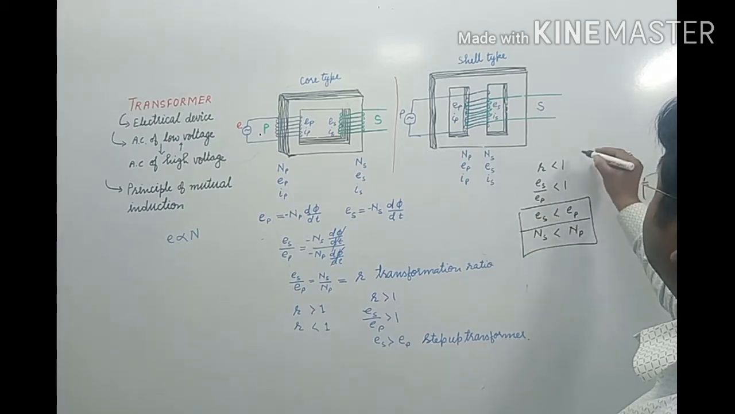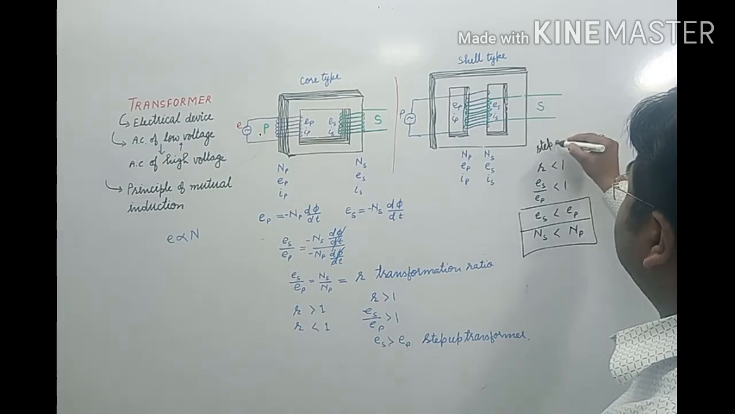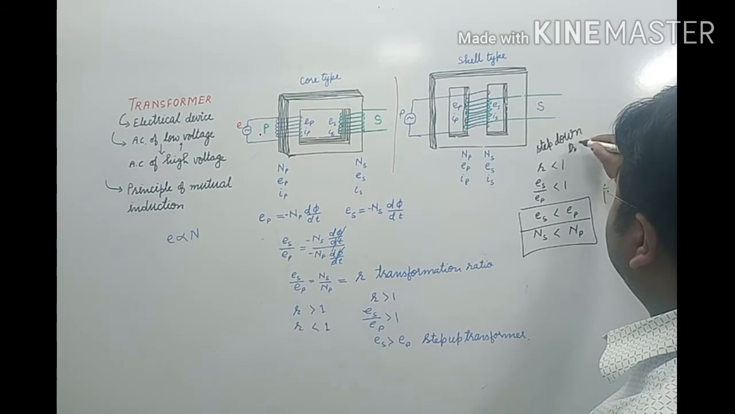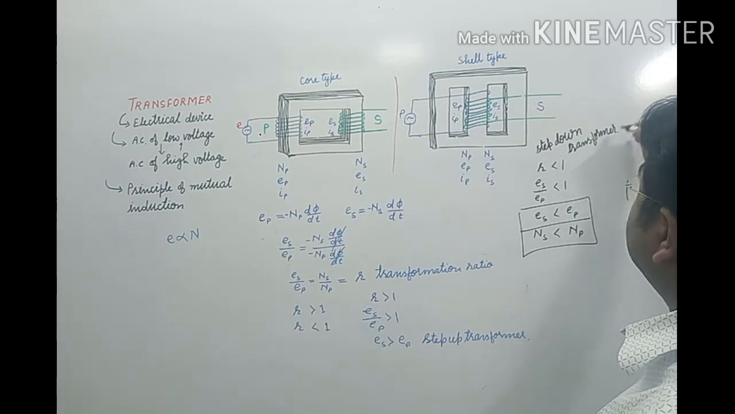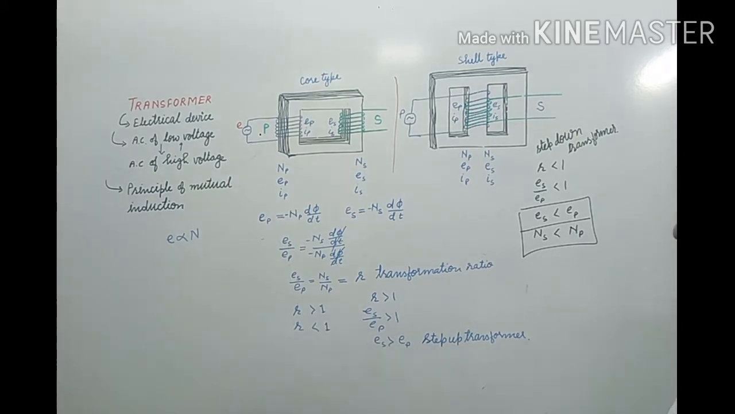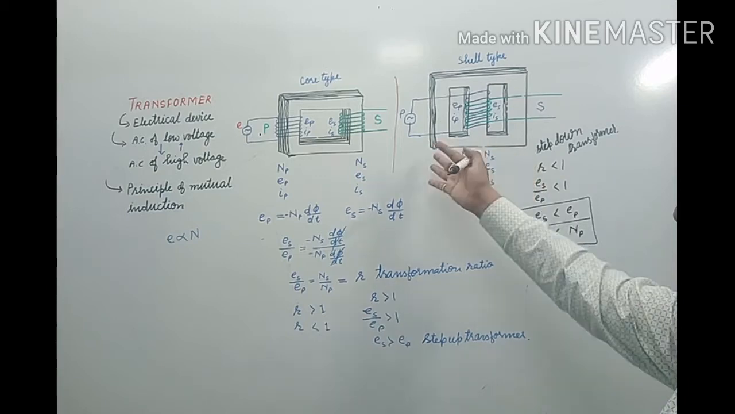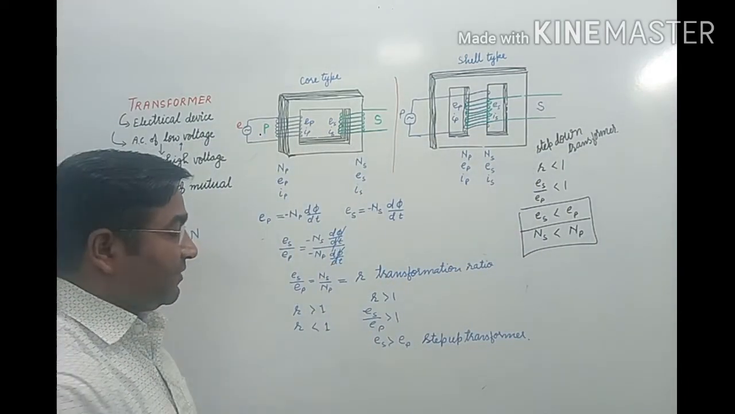From here we can say this is a step down transformer, a transformer in which the output voltage is less than the input voltage. That transformer is known as a step down transformer.